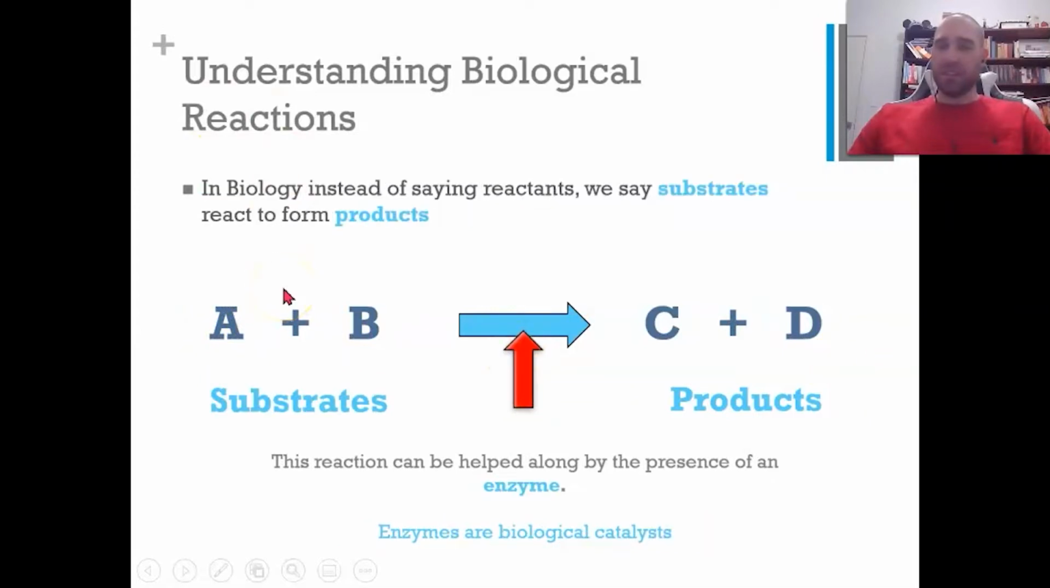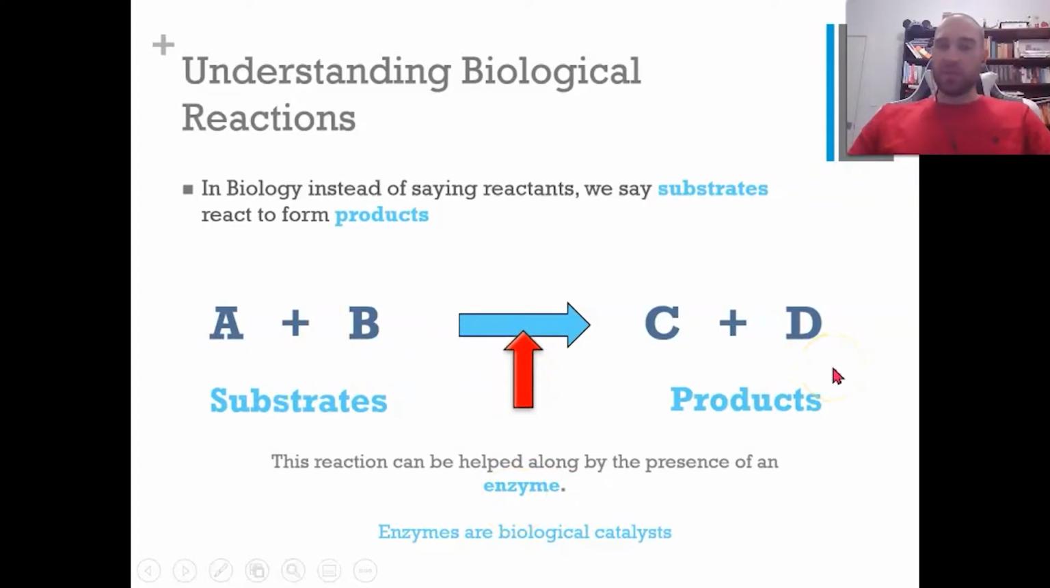Biology, same idea, except we've got some different terminology and some different things happening slightly. Instead of saying reactants, we say substrates. So substrates form products. And our catalysts in biology are often biological, and a biological catalyst is an enzyme. And an enzyme is a protein that's folded in a specific shape to increase the reaction rate.